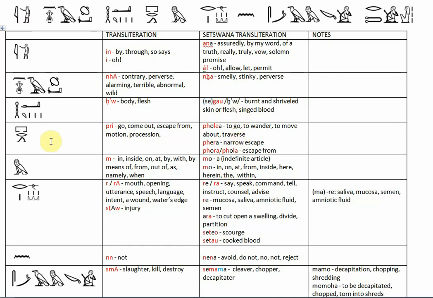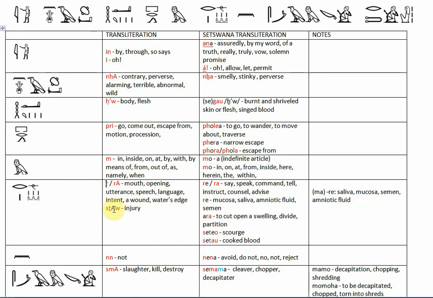All right, and we have these next set of glyphs we've already touched on, and we have the equivalent here. You can go over those. And this next set of glyphs, we have the equivalent right here, mo, meaning in, on, at, from, inside, here, etc. Okay, and then the next set of glyphs are represented by r or ra, which means mouth, opening, utterance, speech, language, intent, a wound, water's edge, etc.